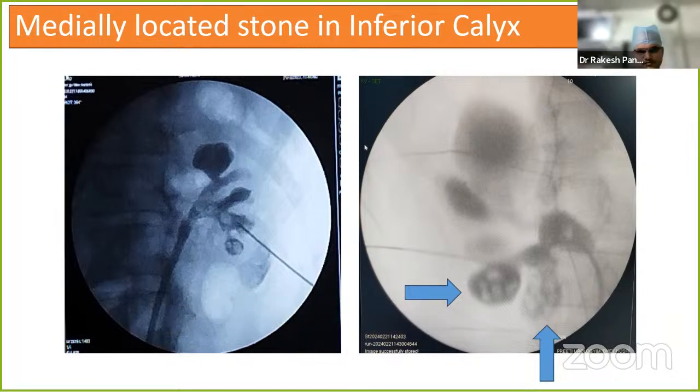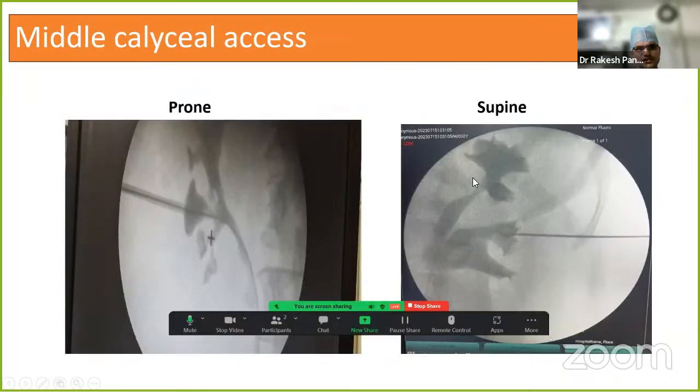Next, middle calyx, it doesn't matter much. If it is a pelvic stone, we can come in prone or in supine. It doesn't matter much. We can come from the middle calyx, but for a middle anterior calyceal stone supine is better, because there will be less chances of bleeding.